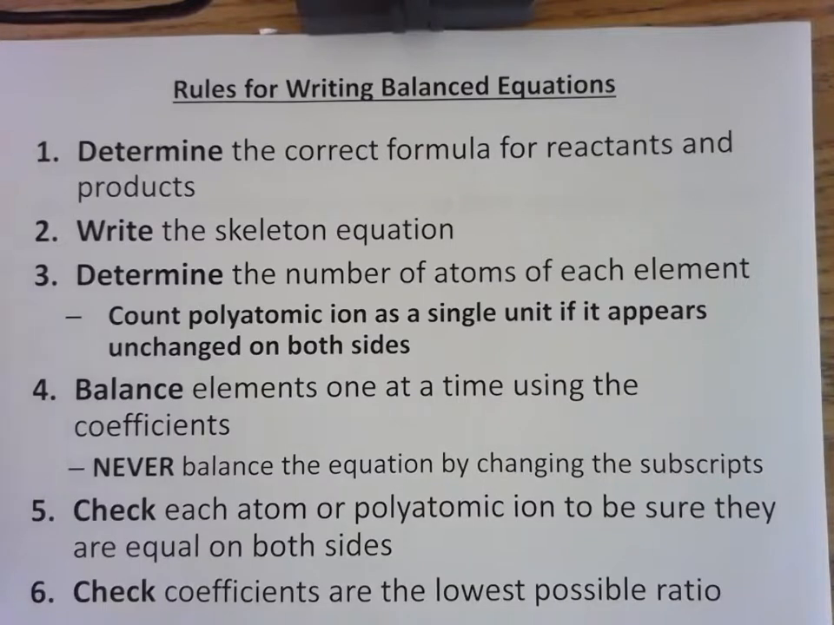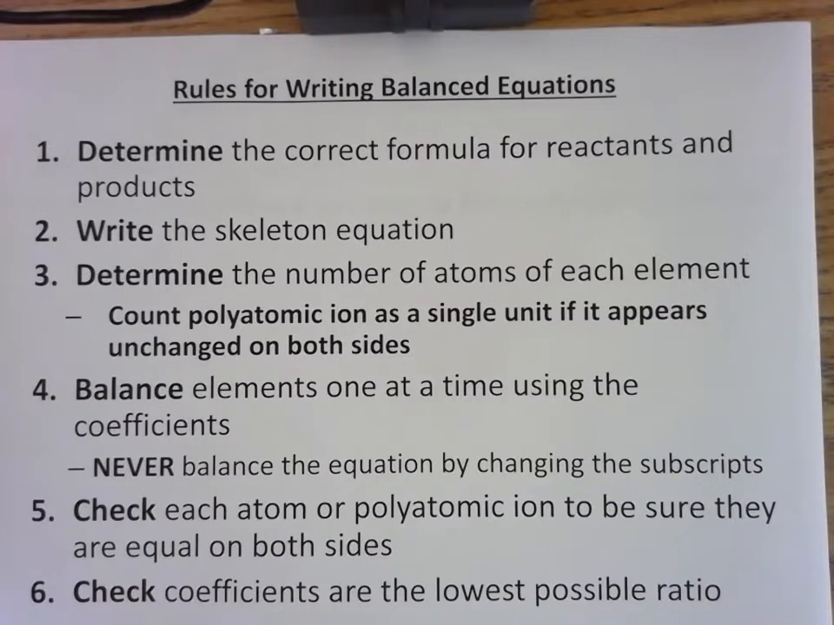In this lesson, we're going to learn how to write balanced chemical equations. Here is a step-by-step general guideline to assist you with this. First, determine the correct formula for reactants and products. Then write the skeleton equation. Third, determine the number of atoms of each element.